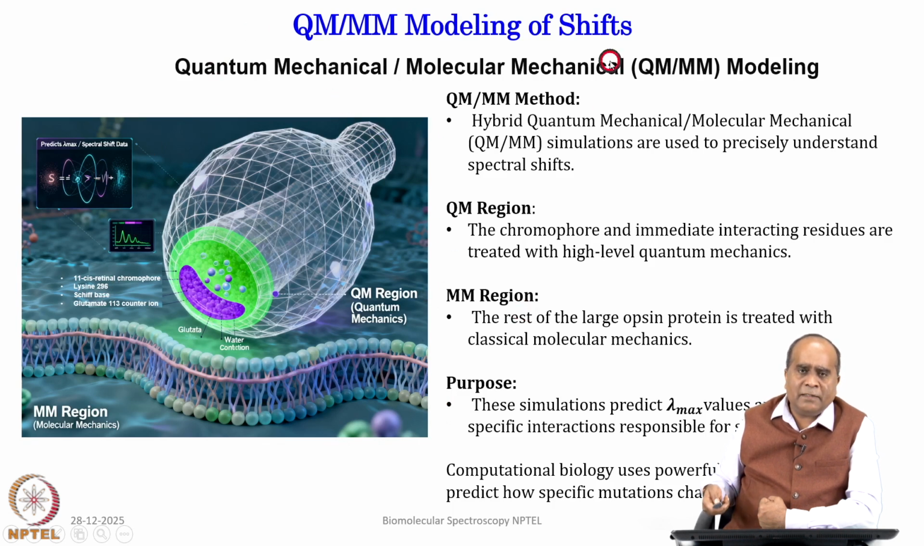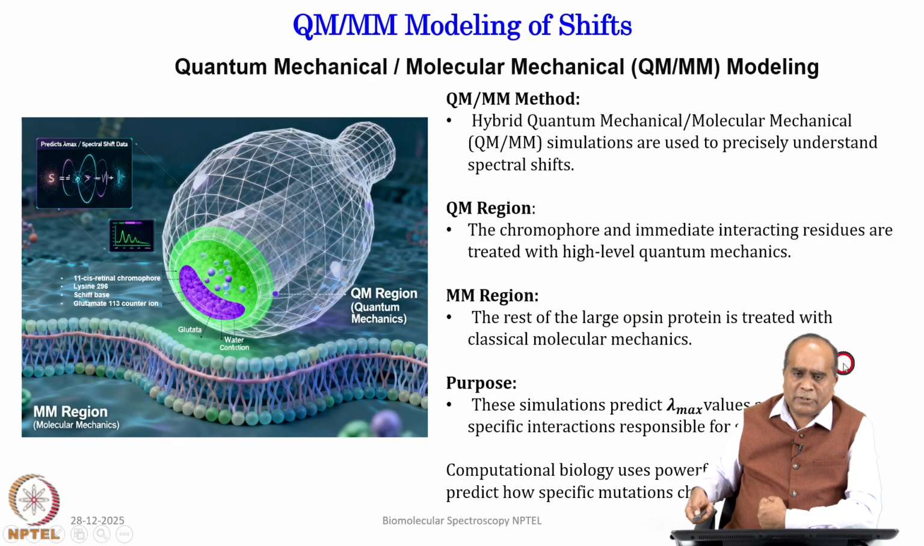So, quantum mechanical or molecular mechanical modeling can be done, or a hybrid quantum mechanical molecular mechanical simulation can be used to precisely understand the spectral shift that is happening, right. So, we can just recapitulate what nature is doing. The chromophore is the QM region, a quantum mechanical region, and the chromophore or immediate interaction residues are treated with a high level of quantum mechanics precisely.